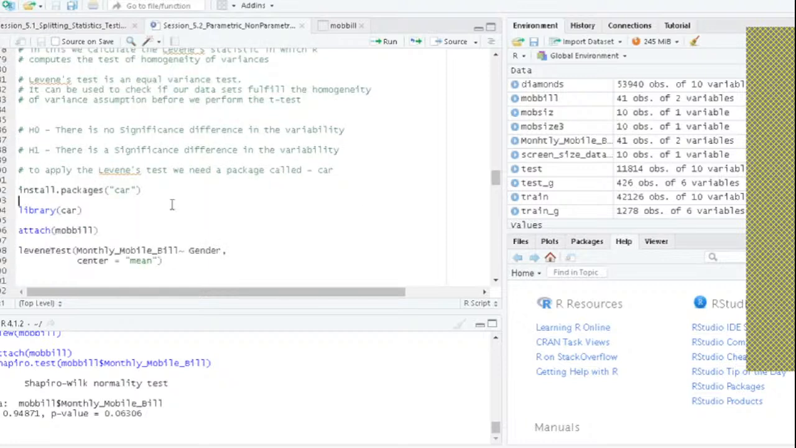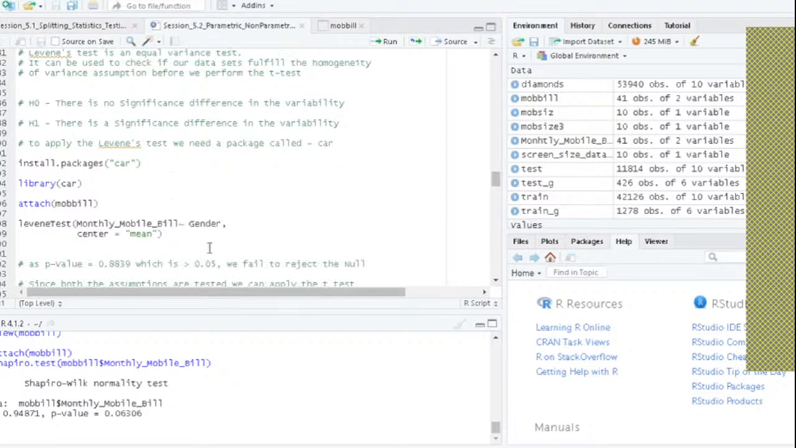Have you installed the package car? The car package helps you do this Levene's test. Those who have installed car, type C. Good. Now, you do a Levene's test. Here in the Levene's test, on one side, I will mention the variable that is given, the bill, where I have the values. On the other side, I'll mention the gender, the classes. And I mention center equal to mean, because we have to test it around the mean.